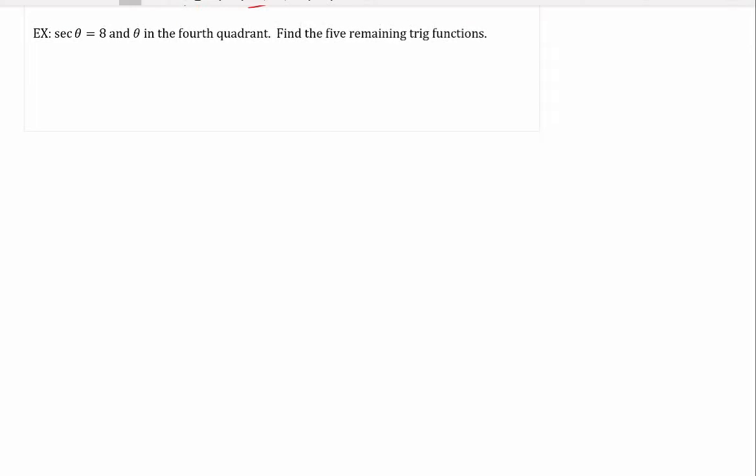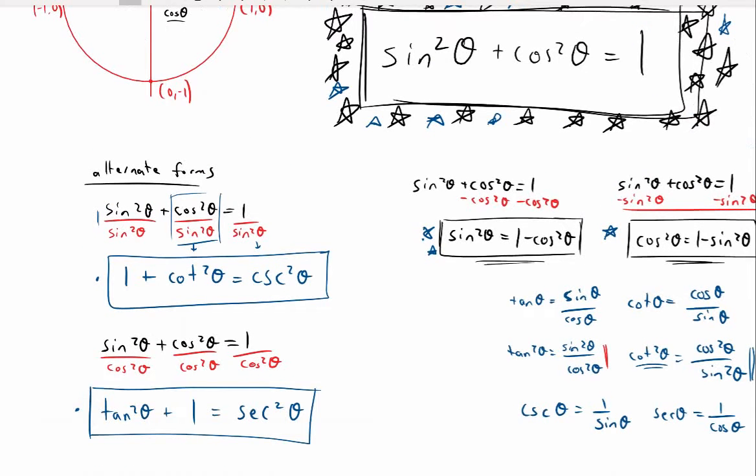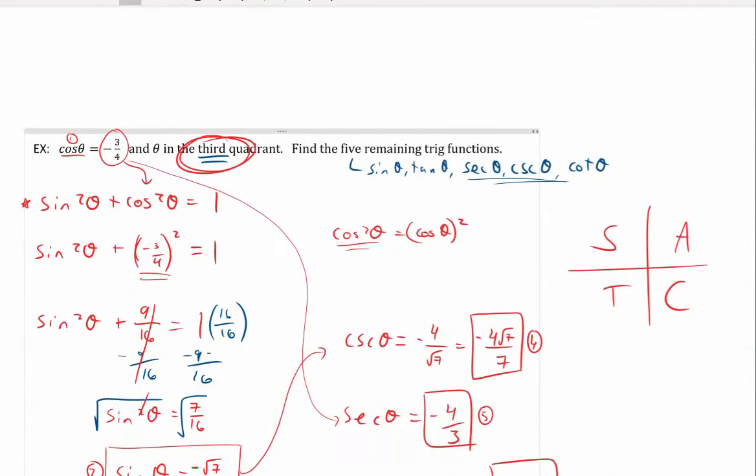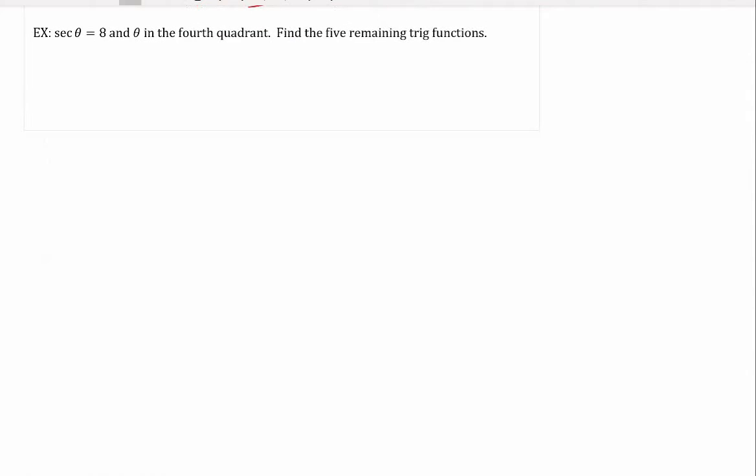Okay, so again, we've learned our Pythagorean identities. We learned the alternate forms of the Pythagorean identities, and now we're going to put one of those alternate forms to use. This problem is going to work very similar to the last example we just did. We are told that secant is equal to 8, and that theta is in the fourth quadrant, and we need to find all 5 remaining trig functions.